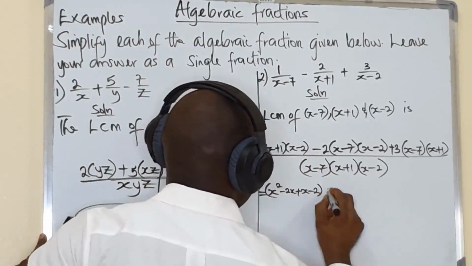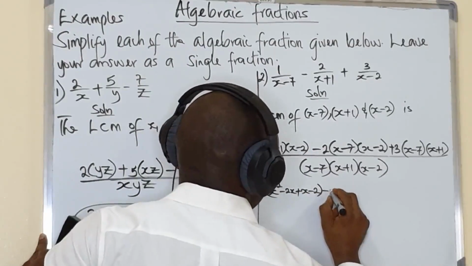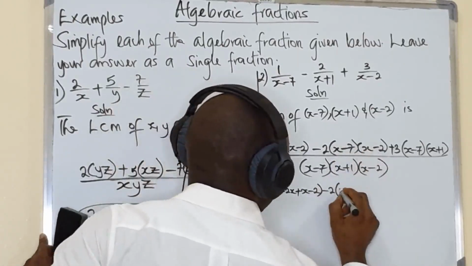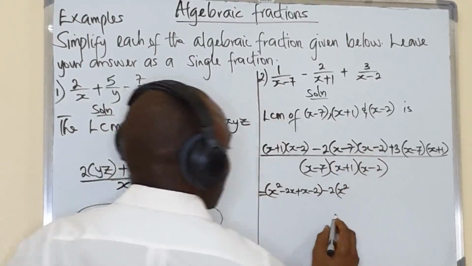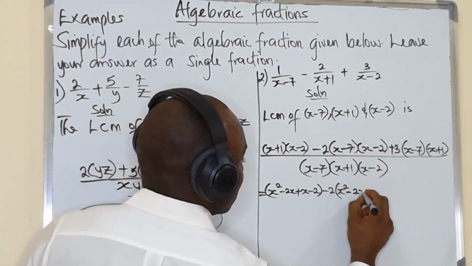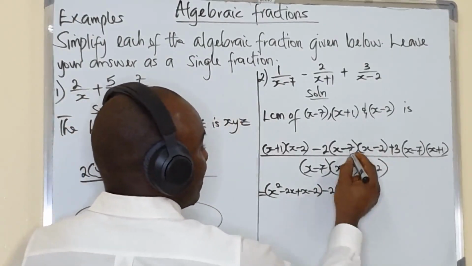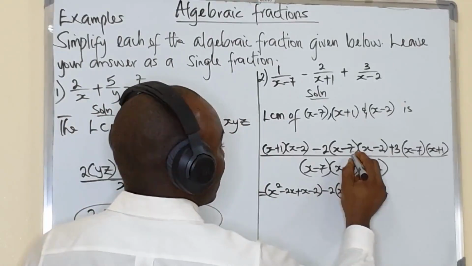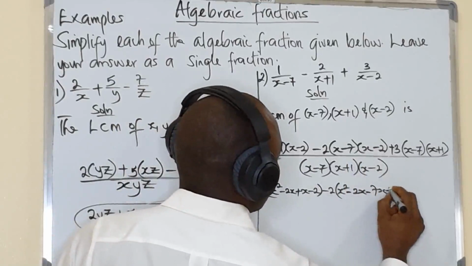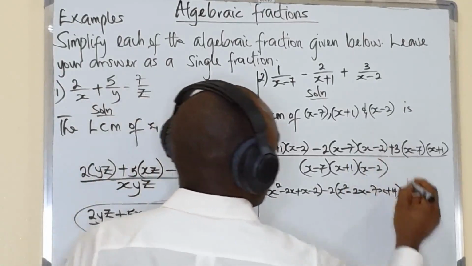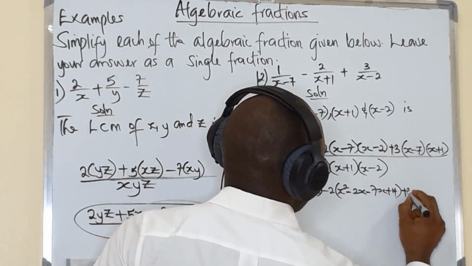Minus. Before I use 2 to multiply, I should simplify the brackets first. So x multiplies x will give me x squared. And then x multiplies negative 2 will give me negative 2x. Then negative 7 multiplies x gives me negative 7x, and negative 7 multiplies negative 2 will give me positive 14. Close that down. Then we'll go forward to opening up the next brackets.